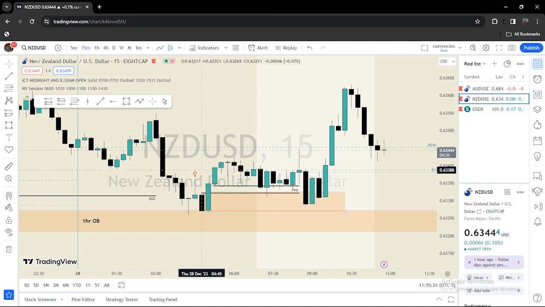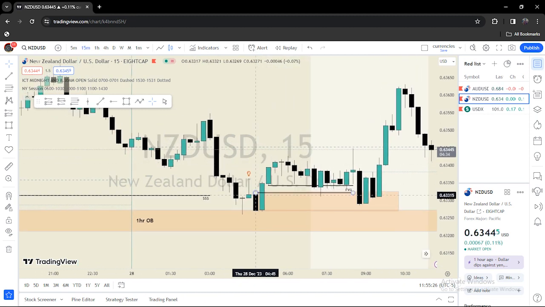Right after the market structure shift, it was supported with an order block here. This order block was valid because it had a fair value gap. And then there was another fair value gap here. So I thought price was going to just trigger this fair value gap and then go up. But this is my rule.